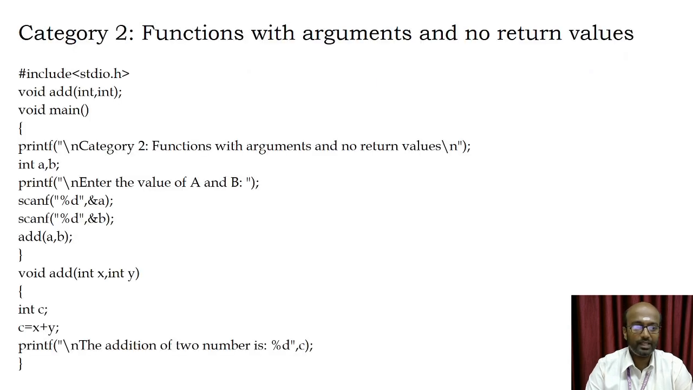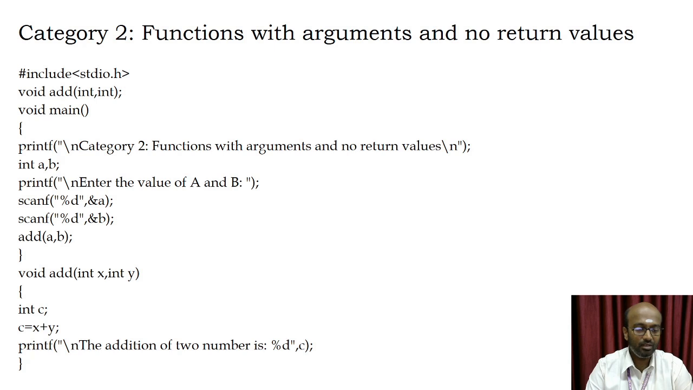Next, this is the example of category 2, function with the argument and no return values. Let us see the function declaration of add. Here we have given void as the return type, so it does not return any values, but we have given two parameters, int comma int, so it accepts two arguments. And in the main, we have received two variables input for a and b, and we have passed them to the function add(a, b).